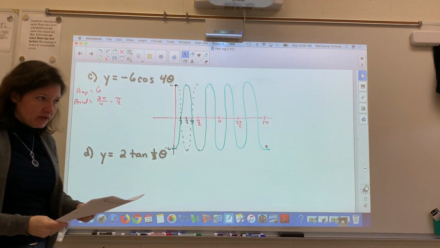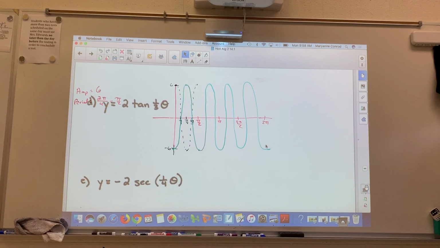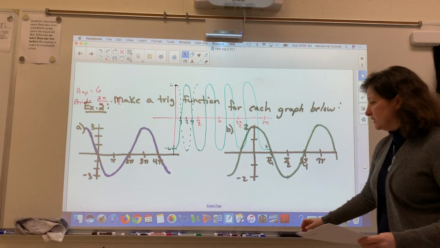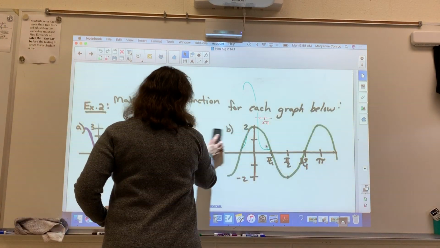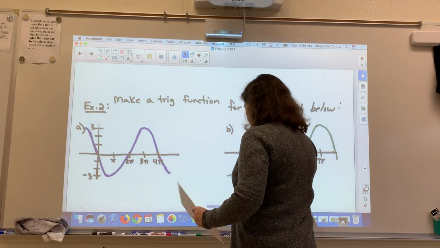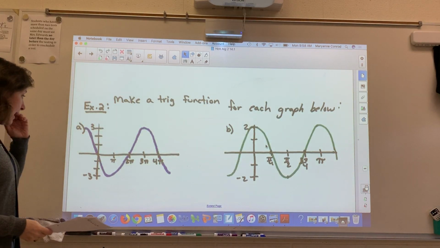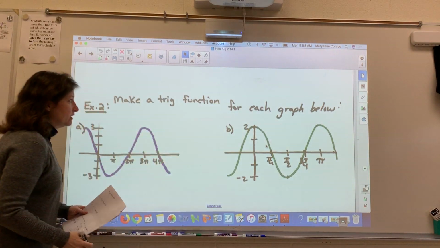So the last one we're going to do today is example 2a. The other examples we'll finish on the next lesson. So we're going to do example 2a, and this one's a little different. All the examples we've done so far involved an equation, and you made the graph. Now I've given you the graph, and I want you to make the equation.